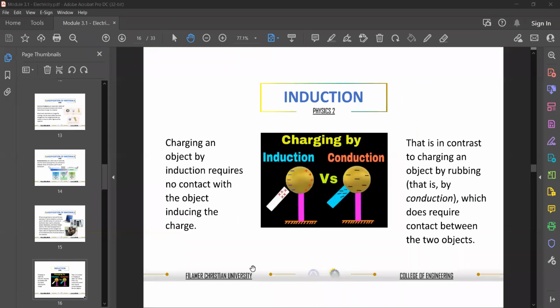Okay, so induction. Let's go to induction. Charging an object by induction requires no contact with the object inducing the charge. Diba? That is in contrast to charging an object by rubbing, or by conduction, which does require contact between the two objects. So when you say induction niya, parang lang, nasa surface lang siya pero wala siya nag-point contact gid sa duha ka object.